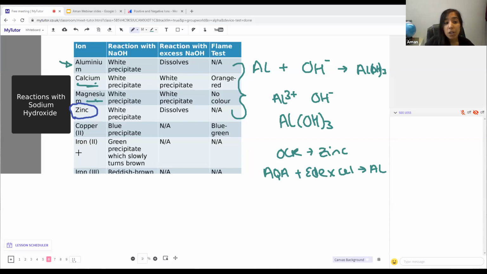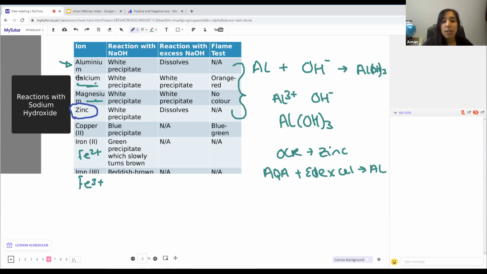So iron is one of the transition metals that we need to know about for reacting with sodium hydroxide. And the key thing is that there's two ions of iron, and that is the iron 2+, so Fe2+, and Fe3+. So Fe2+, when we react that with sodium hydroxide, will produce a green precipitate, and that will slowly turn brown if we leave it over time. It doesn't have a flame test, and it will not react with excess sodium hydroxide. Iron 3 will produce a reddish brown precipitate. Again, it doesn't have a flame test and will not react with excess sodium hydroxide.